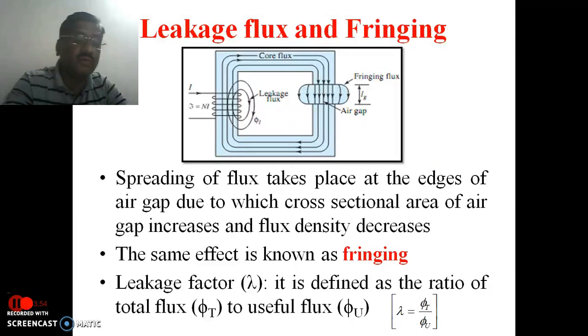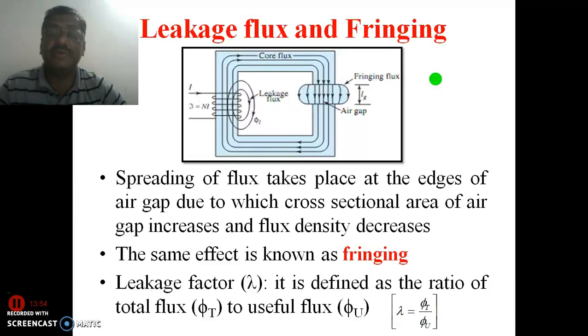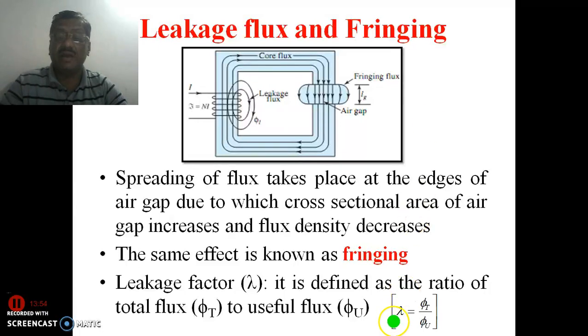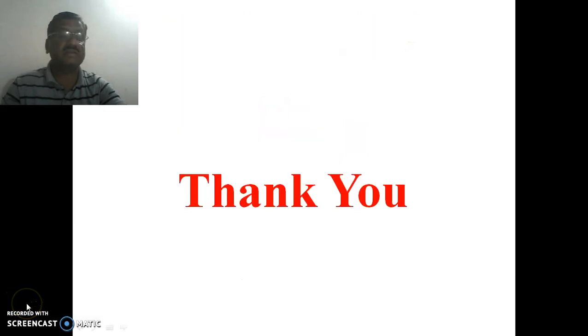Now I will give one definition, and that is the definition for the leakage factor, which is lambda. It is defined as the ratio of the total flux phi t to the useful flux phi u. Sometimes while solving problems, they will give the total flux, or sometimes the useful flux, or sometimes the leakage factor. By knowing one of the values, we have to calculate the other values. Lambda is equal to phi t upon phi u, which is the relation between the leakage factor, total flux and useful flux. That's it as far as the basics of magnetic circuits are concerned.